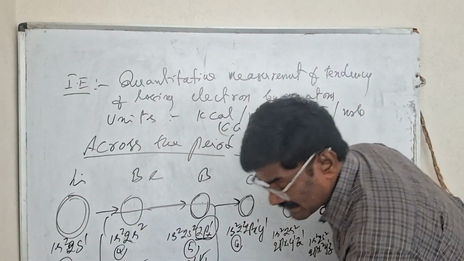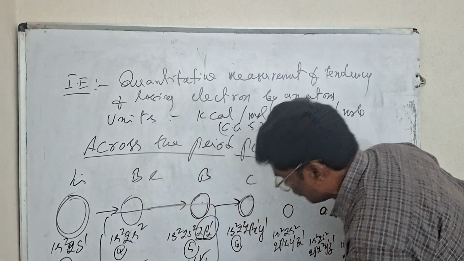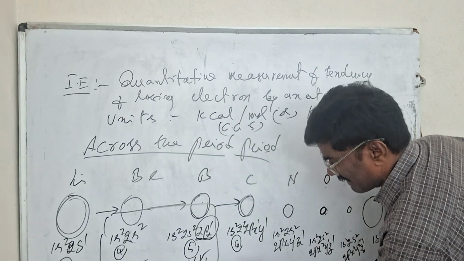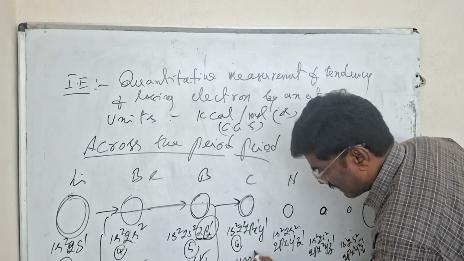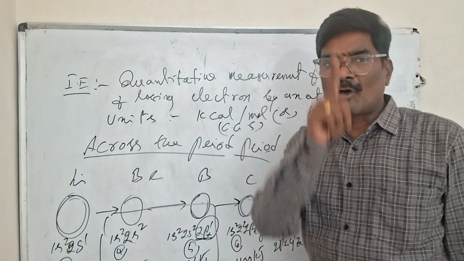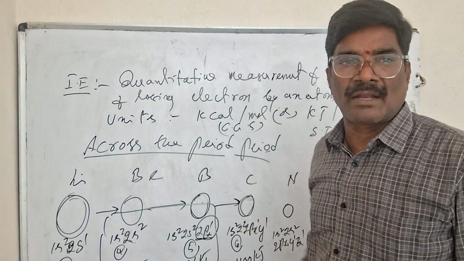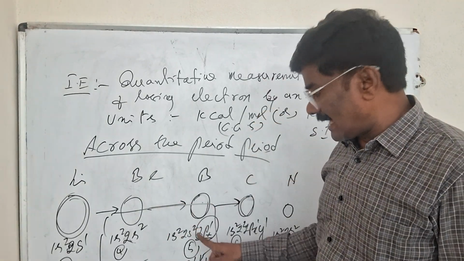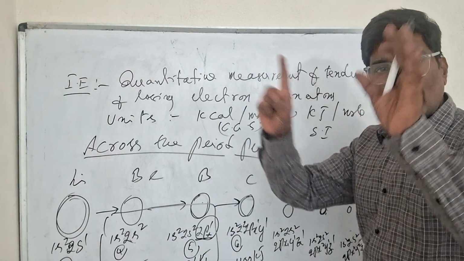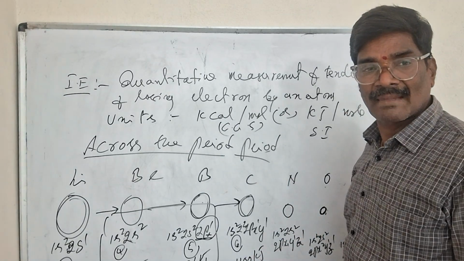Its value should increase to nearly 1100 kilojoules in carbon. Yes, correct. Here there is only one factor for the increase. What is the factor? Size only, not electron configuration. Size decreased, IE value increased. General trend only.